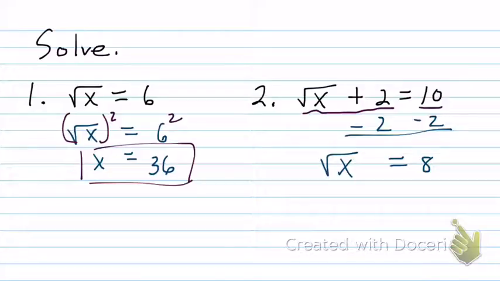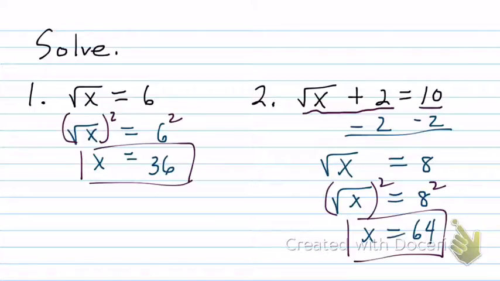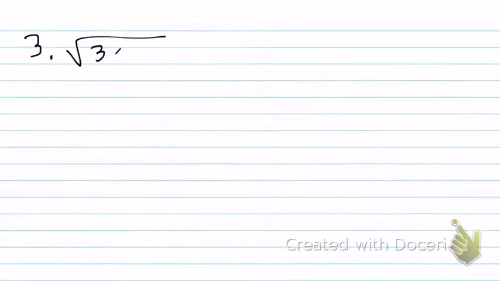But we do know that we can subtract 2 on both sides, and now our equation looks very similar to the one we just did in problem number 1. So we'll square both sides, and here we get x equals 64. Well, let's do another problem.